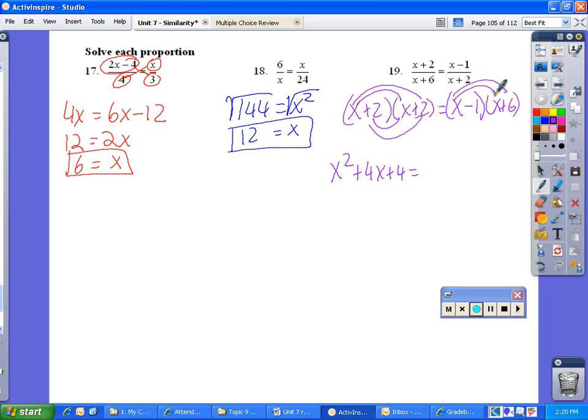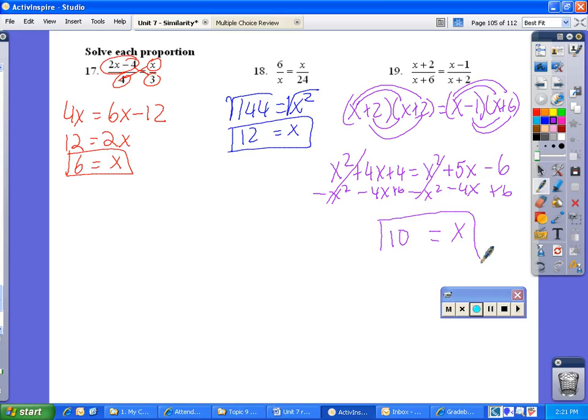I'm going to do the same thing over here. x squared plus 6x. I'm going to get plus 6x and minus x, so that becomes plus 5x. And then the negative 1 times 6 is negative 6. The x squareds nicely cross out. Subtract x squared from both sides. And then I'm going to subtract 4x from both sides. That gives me an x over here. And I'm going to add 6 to both sides, which gives me 10. And that gives me x is 10.